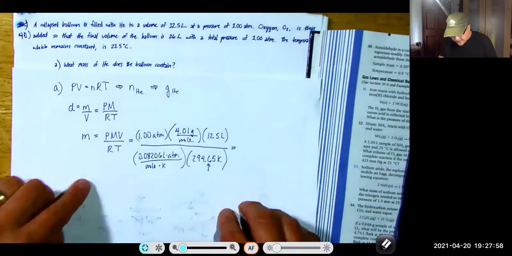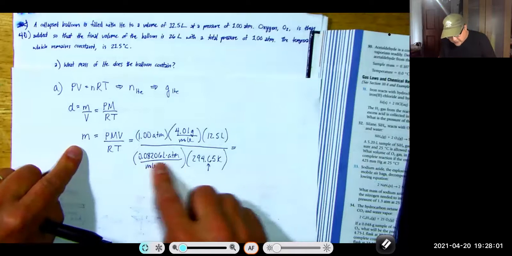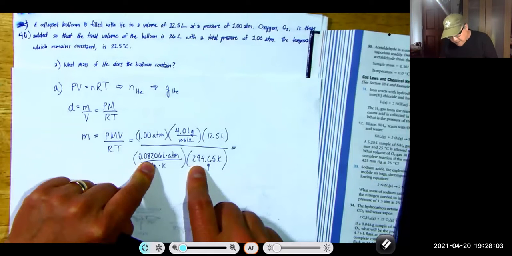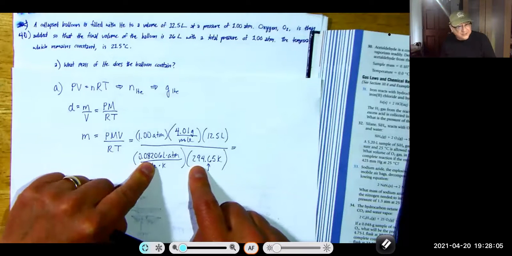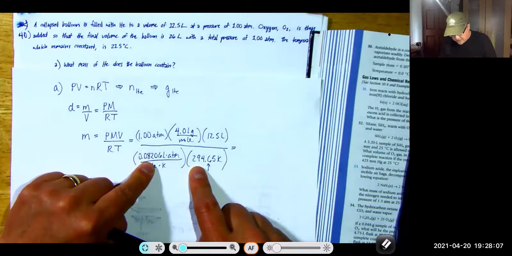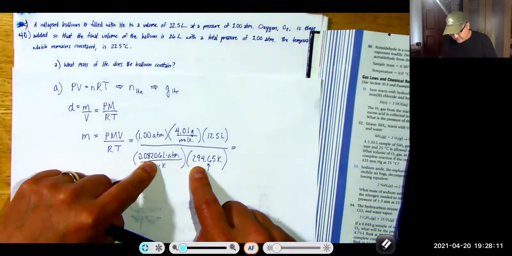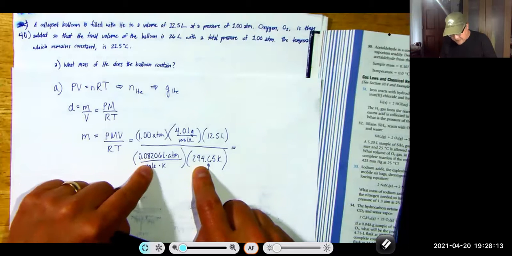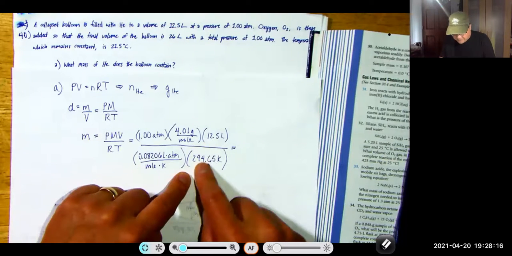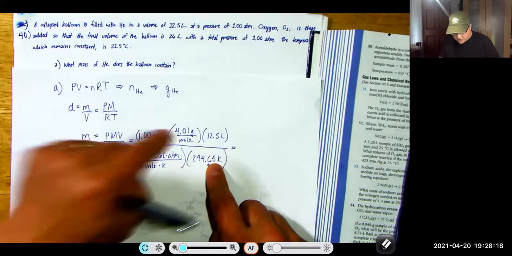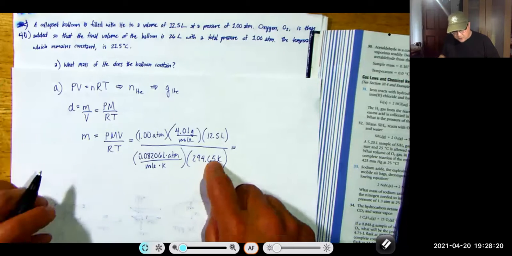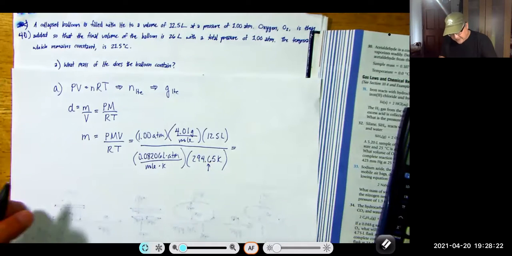And when I estimate this answer, 0.08 times 300 is about 30, a little less. So I'm going to say 25. So this times this is 25. 12.5 goes into 25 2 times. 2 goes into 4 2 times. So the answer is 2 grams.